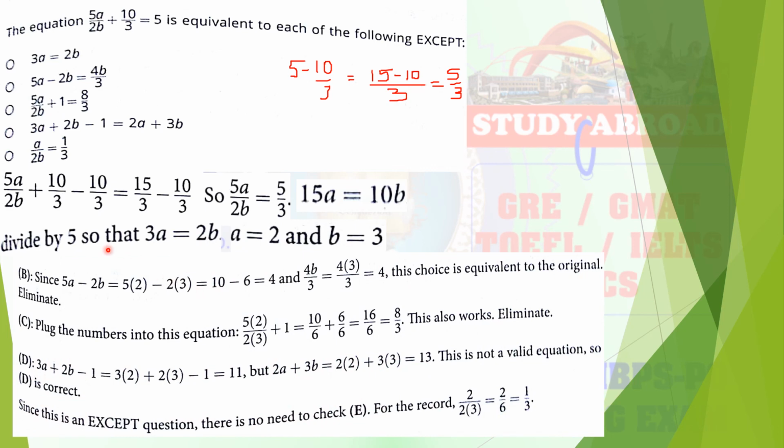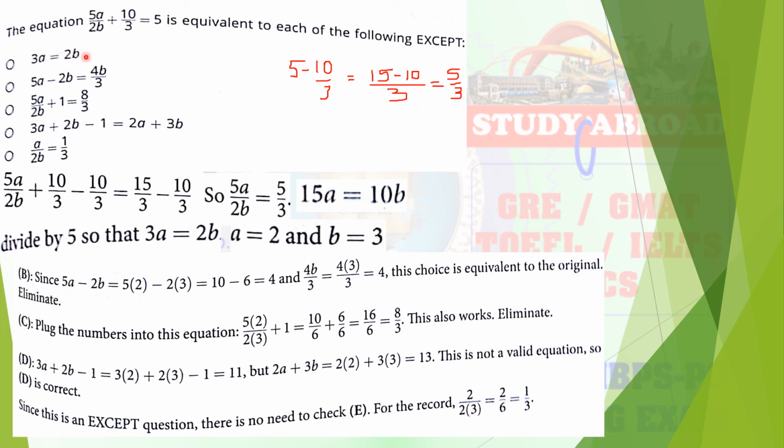Next, the first equation directly tells that 3a is equal to 2b. So of course it is equivalent. Why? Because if you multiply, 3 times 2 is 6 is equal to 2 times 3 is 6.